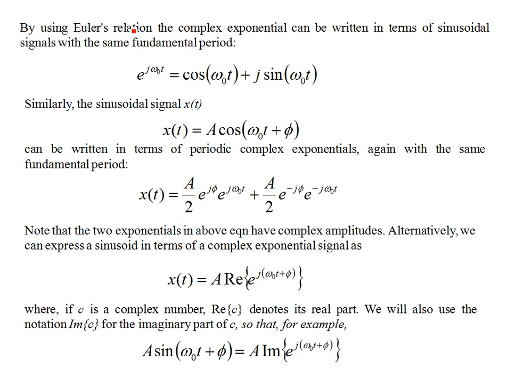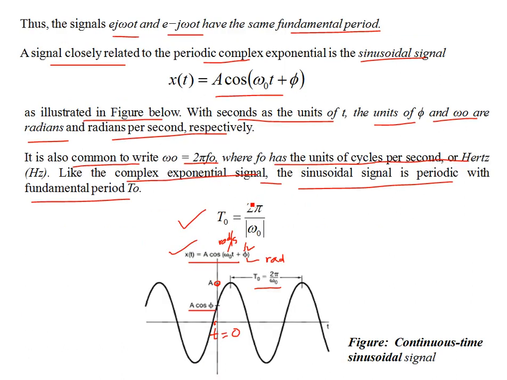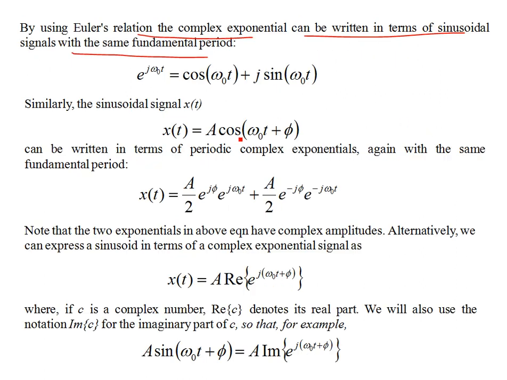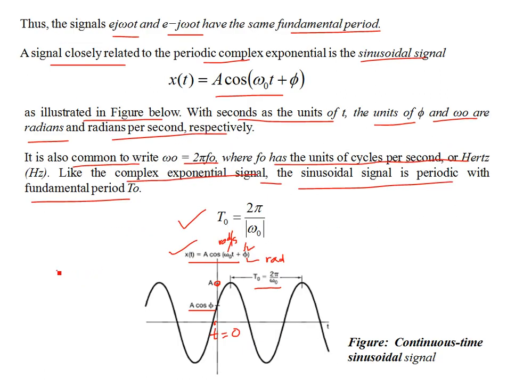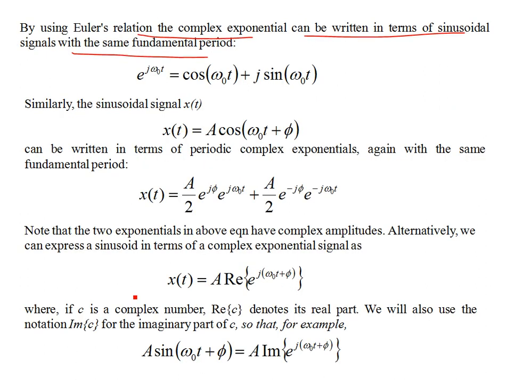So you see, by Euler's relation, the complex exponential can be written in terms of sinusoidal signals with the same fundamental period, 2 pi by omega naught. So you can expand this in terms of cosine and sine, and we have seen the real part of it as shown in this particular figure. This is cosine. The imaginary part is a sinusoid. Similarly, the sinusoidal signal is the imaginary part. This is the real part, and the imaginary part is a sine function. So if you take the real part, you have cosine. The imaginary part is a sine function.